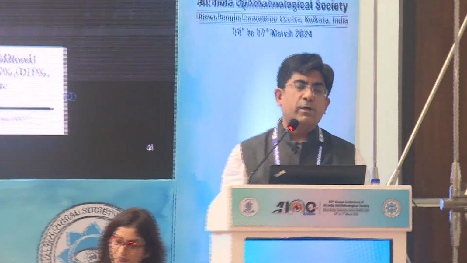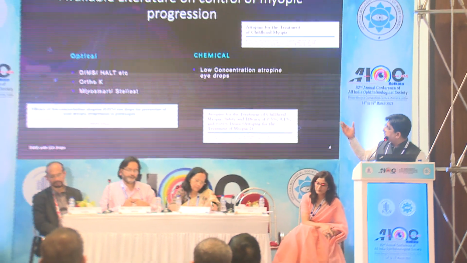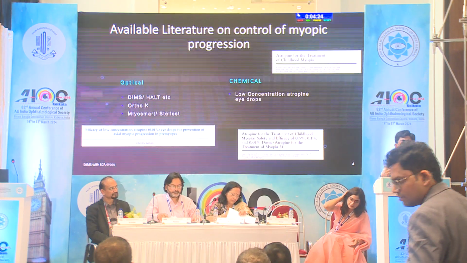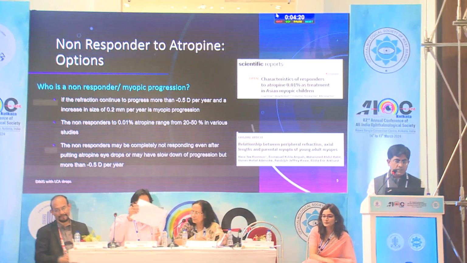Now, first of all, what are the key factors as to why exactly myopia progresses in a school-going child? There are 2 major ones. One is near work, and second is altered dopamine release. Near work causes peripheral hyperopic defocus. We had a paper on that. The available literature on control of myopic progression says that with optical methods you have some of these options, and with chemical, you have low concentration atropine in variable dose forms, mainly 0.01% and 0.05%.